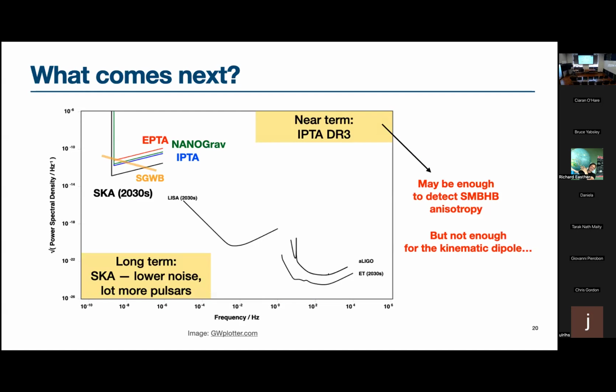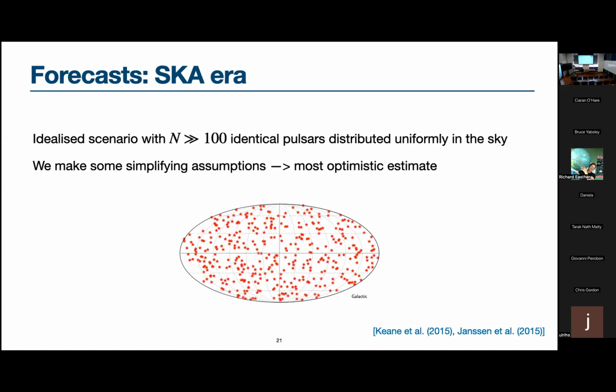The good thing is that SKA, the instrument, will have a lot lower noise and is expected to observe a lot more pulsars compared to current experiments. So there is potential to even go further below what current upper limits we have on beta and move closer towards the goal of 10 to the minus 3. So how do we do these forecasts?